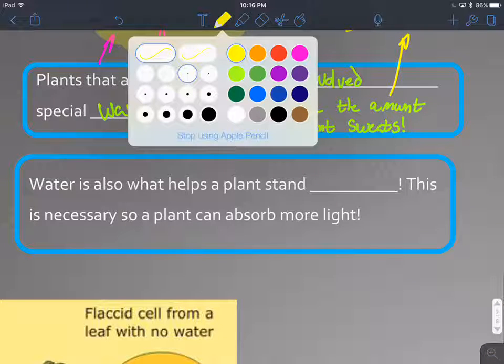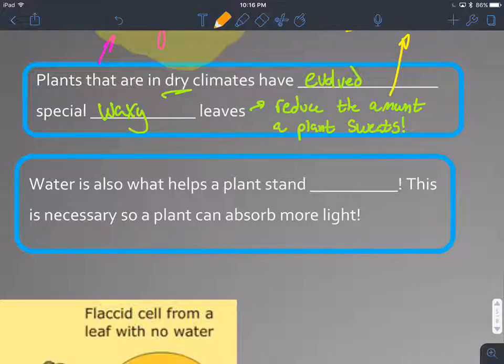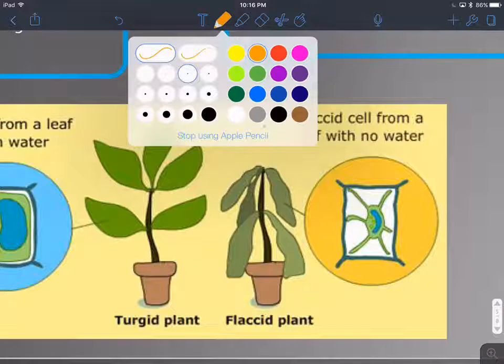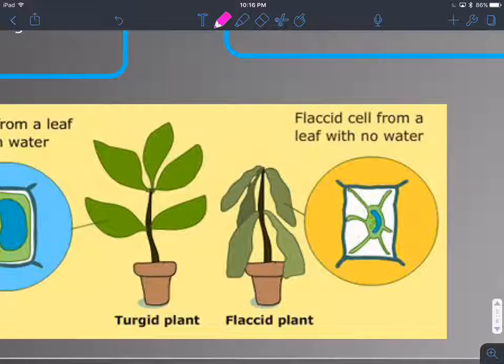Water, lastly, is also what helps a plant stand upright. Now, what do I mean by this? Well, I want you to take a look at this photo below. You can see that the plant I have here on the left is standing upright. You see how all these leaves are facing the sun. This allows it to optimize photosynthesis. Okay? This plant has a lot of water.